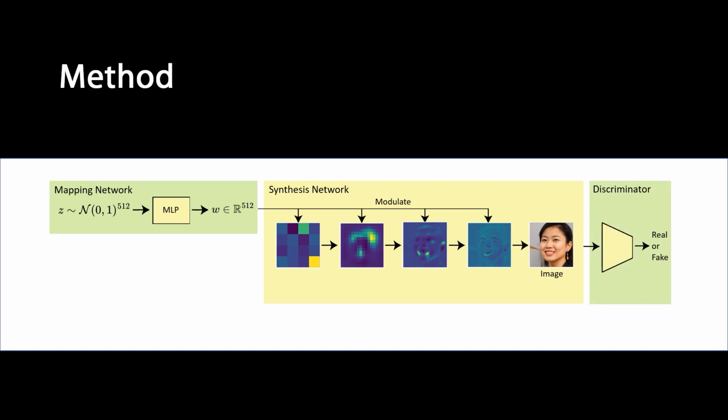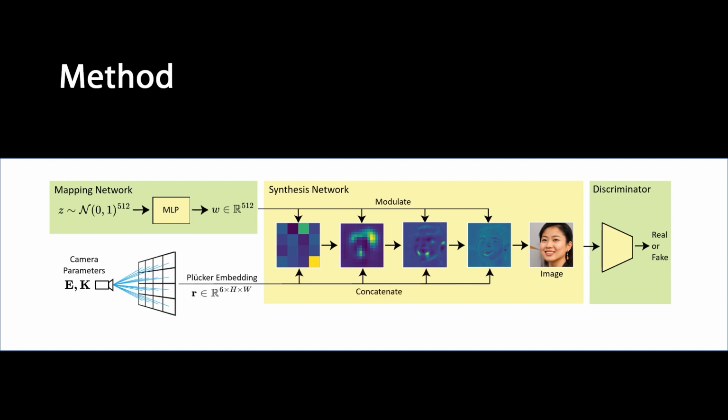To condition the 2D GAN on viewpoint, we first compute the Plücker coordinates through each ray through the image's pixels, then concatenate them to the features of the synthesis network. The camera parameters are also passed to the discriminator.